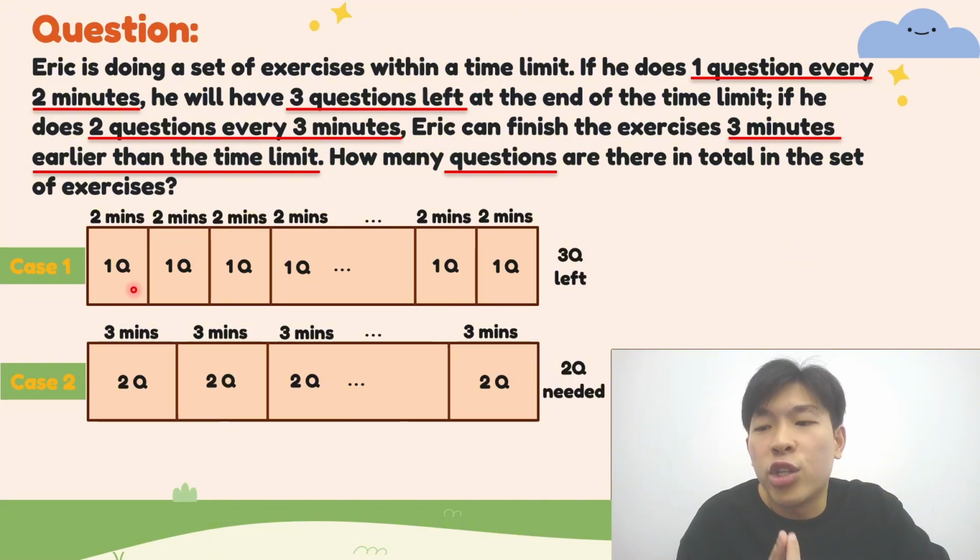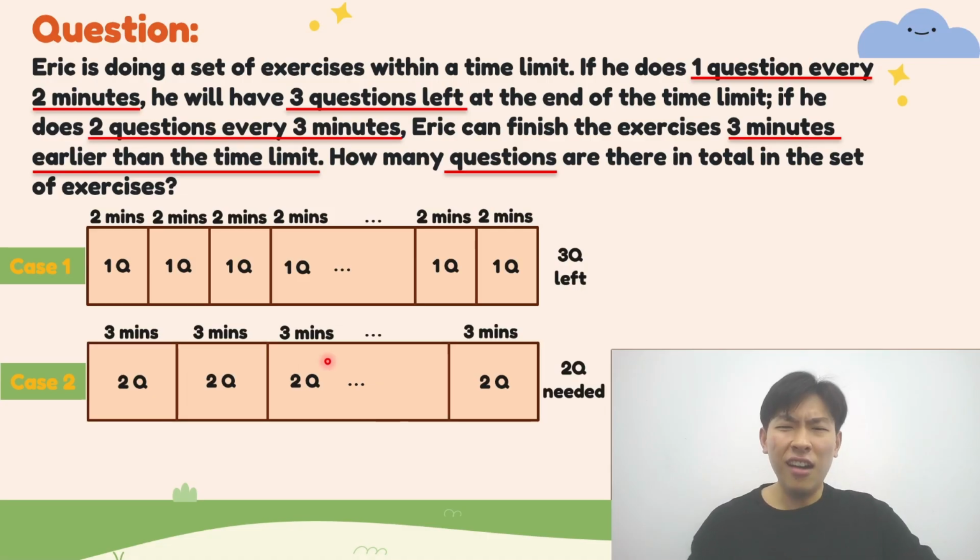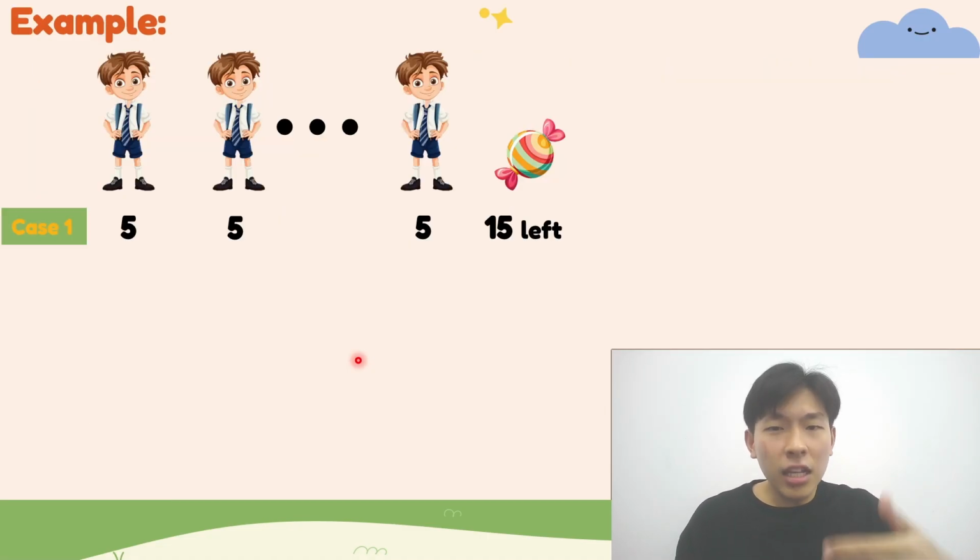Last time we talked about distributing 1 question to a number of parts, which is time here. But then the number of parts here is different. You see here we're distributing 1 question to 2 minutes, but here we're distributing 2 questions to 3 minutes. Oh, that's weird. Now, let's look at an example.